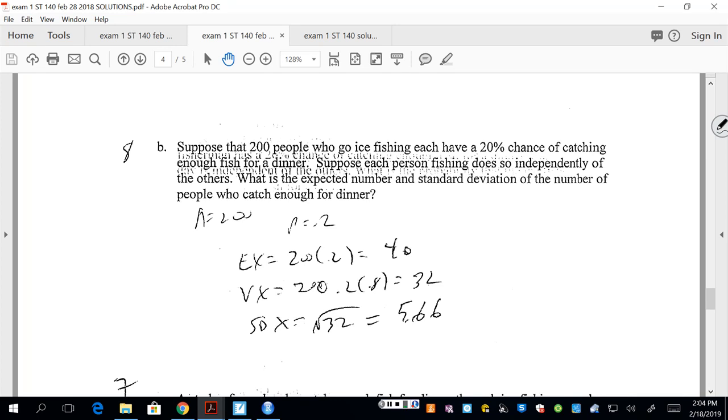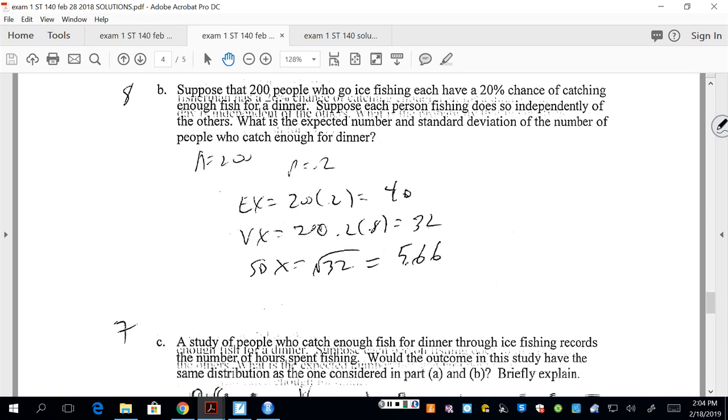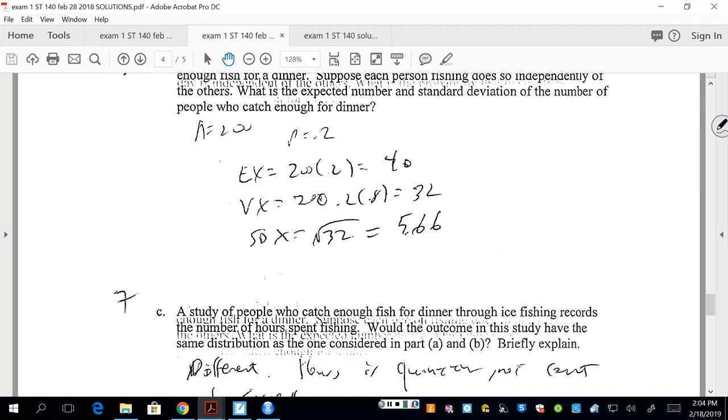So we have N and P. The expected value is 0.2 times 200, that's 40 out of 200 people. The standard deviation is the square root of the variance. The variance is N times P times 1 minus P. So 200 times 0.2 times 0.8. And so the square root of 32, and so it's 5.66.